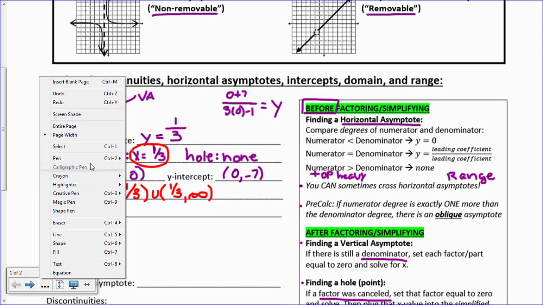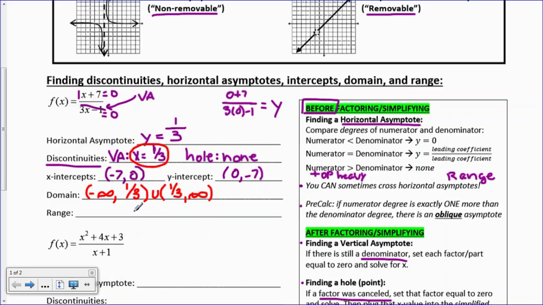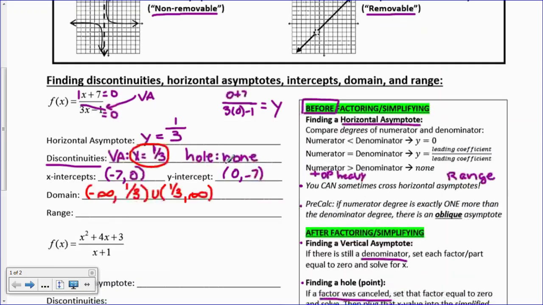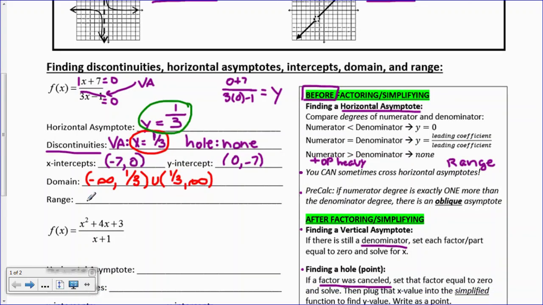All right, I'm going to change colors to green. The things that are going to interrupt the range would be the horizontal asymptote and the y value of a hole. Again, we don't have the hole, so the only thing that's going to interrupt my range is the horizontal asymptote, which is 1/3 again. So my range is going to look very similar, because the horizontal asymptote and the vertical asymptote happen to be the same number, which is a coincidence. It will not always happen that way. Okay, and that is it.